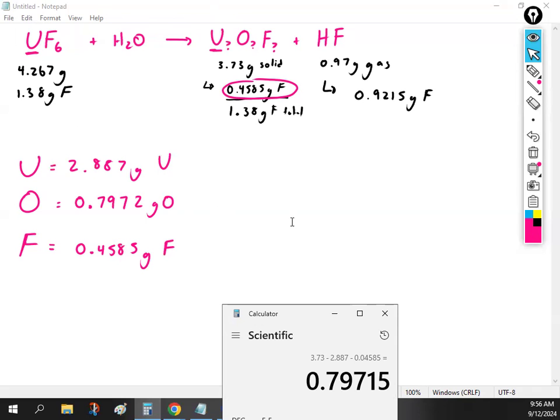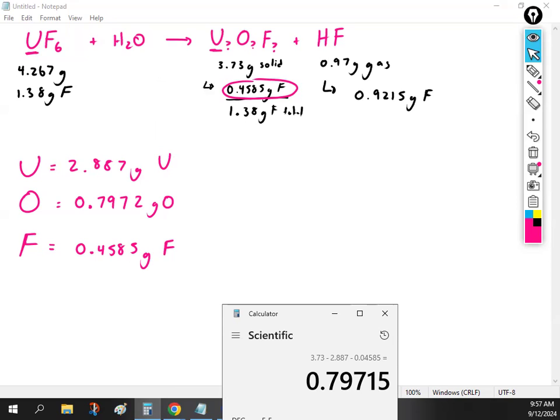You look confused still. Yeah. Why did we subtract by 0.45? Because that's the fluorine inside of the solid. Remember, there's two compounds that have the fluorine, the solid and the gas. This is the total fluorine in the system. This is when they're separated out.